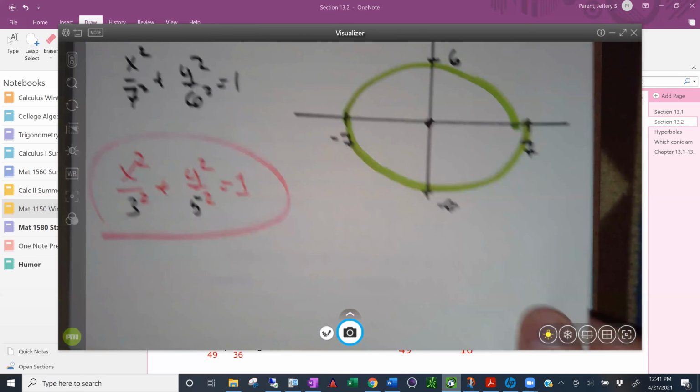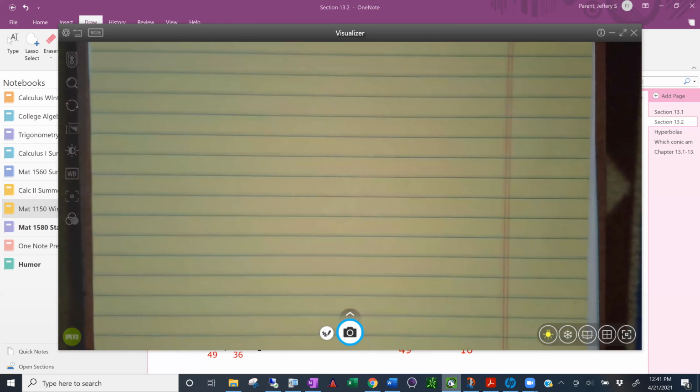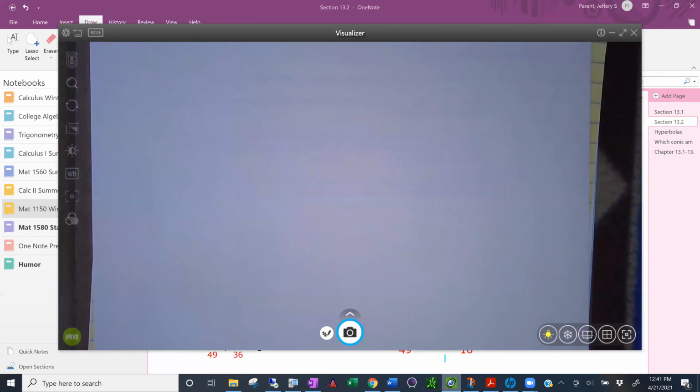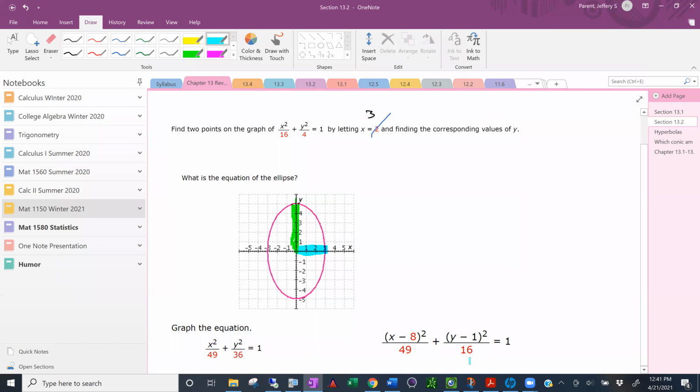And let's do one last one for ellipses. This time we're going to start with an ellipse with a center other than 0, 0. So it's going to be the one that you see here. (x minus 8) squared over 49 plus (y minus 1) squared over 16 equals 1.